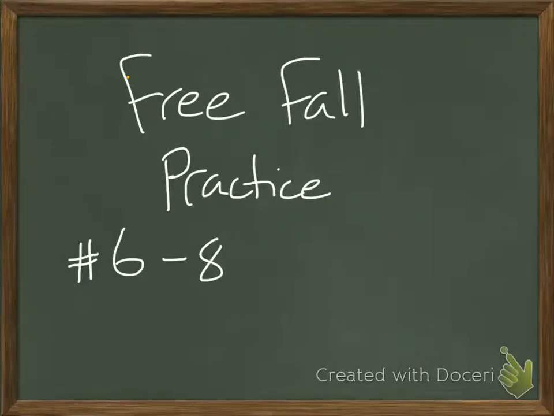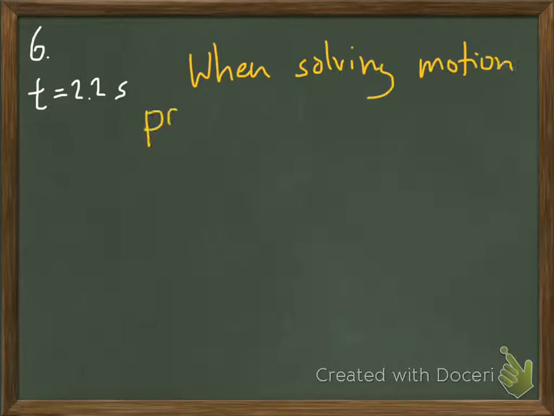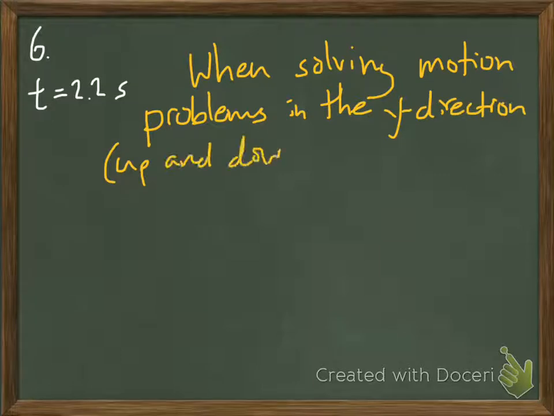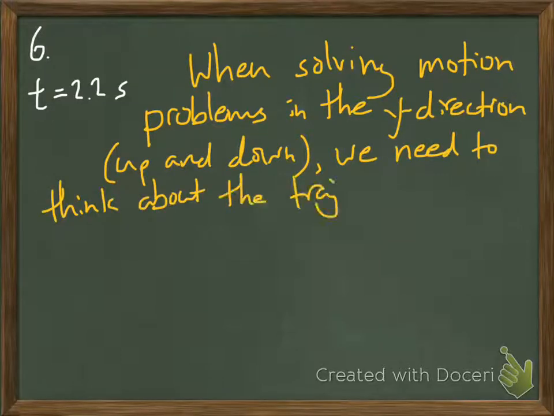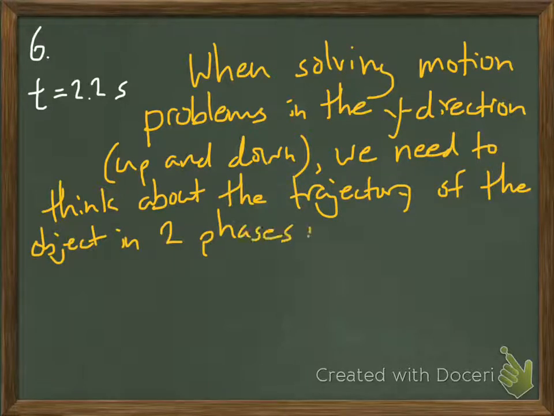Alright guys, let's get into some practice with free fall. Before we start the first one, number 6, I want to talk about how to solve these problems when you're throwing something up and then it comes back down again. When you're solving motion problems in the y direction, so like when you throw something up and then it falls back down, we need to think about the trajectory of the object in two different phases.